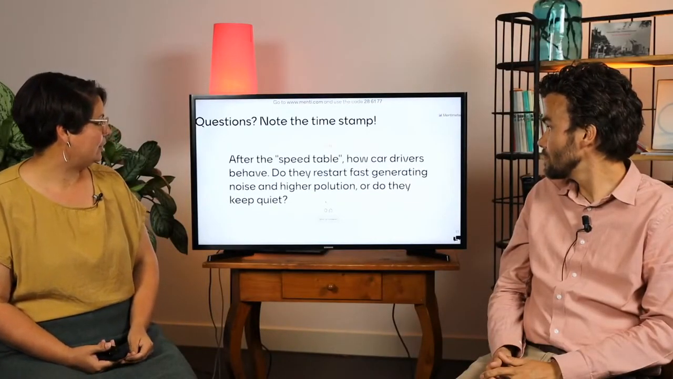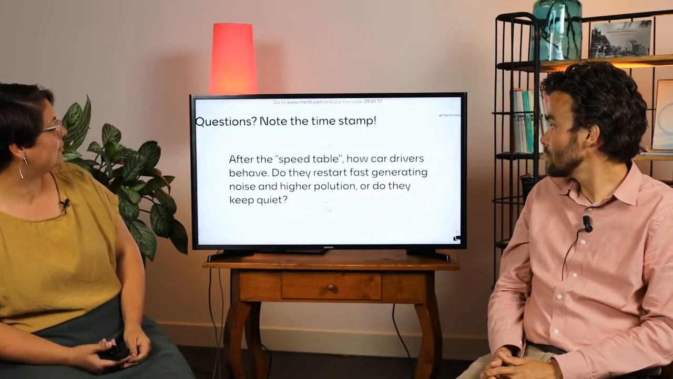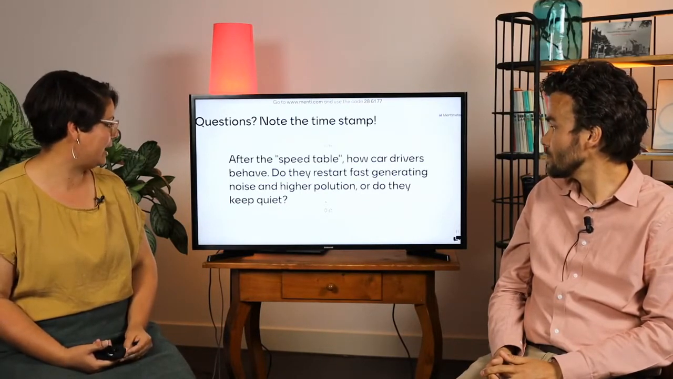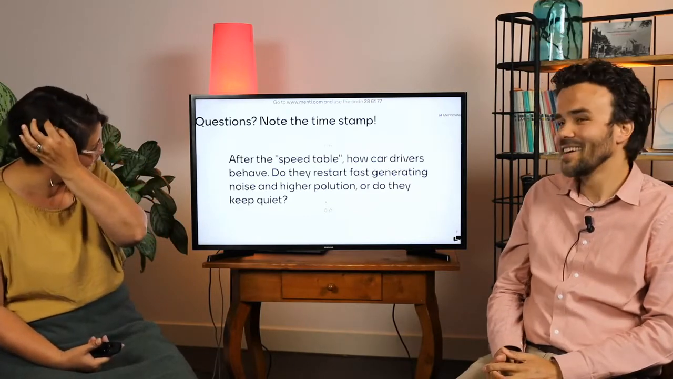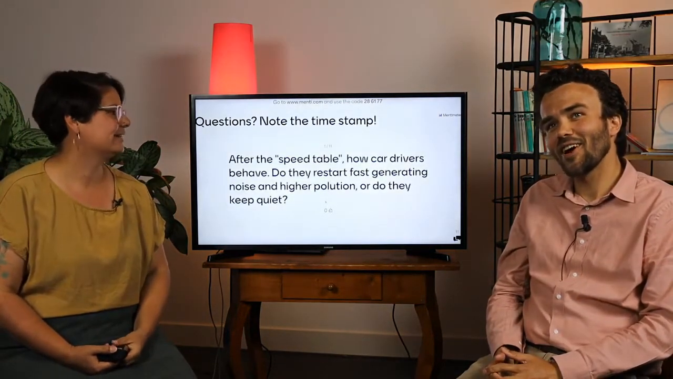After the speed table, how do car drivers behave? Do they restart fast, generating noise and higher pollution, or do they keep quiet? Well, car drivers are a very colorful bunch. Some of them do drive like crazy. I really don't think Dutch car drivers are any better than car drivers from other places. They just deal with a different environment, so they're more used to seeing bikes. They probably own a bike themselves. They probably ride a bike a lot, so they're a little bit more aware of bicycles, but that doesn't stop them from doing stupid stuff.